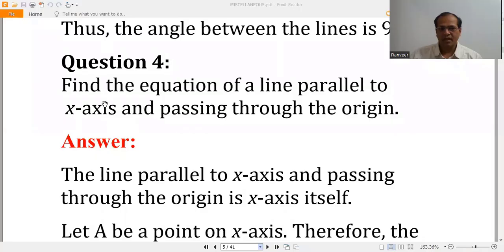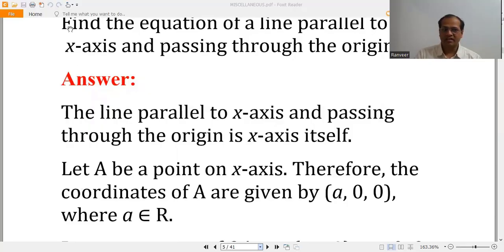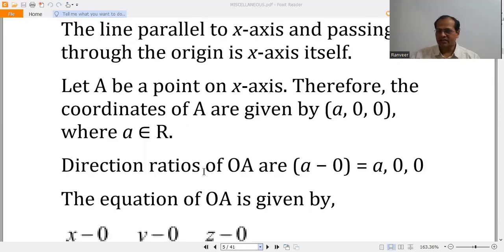Question number 4. Find the equation of the line parallel to the x-axis and passing through the origin. Now, the line parallel to the x-axis and passing through the origin is nothing but the x-axis itself. So, let A be a point on the x-axis. So this is the x-axis, and on this x-axis we can take the coordinate of A as (a, 0, 0), where a belongs to the real numbers.